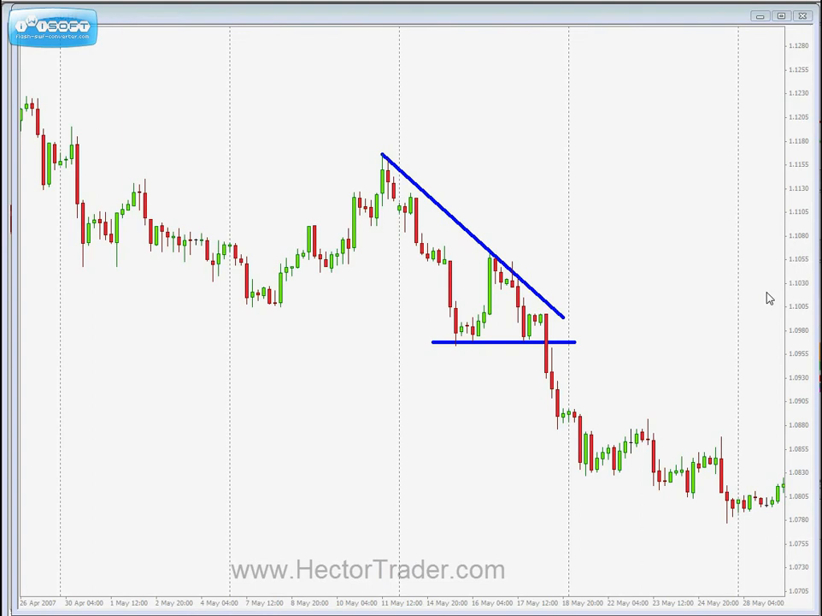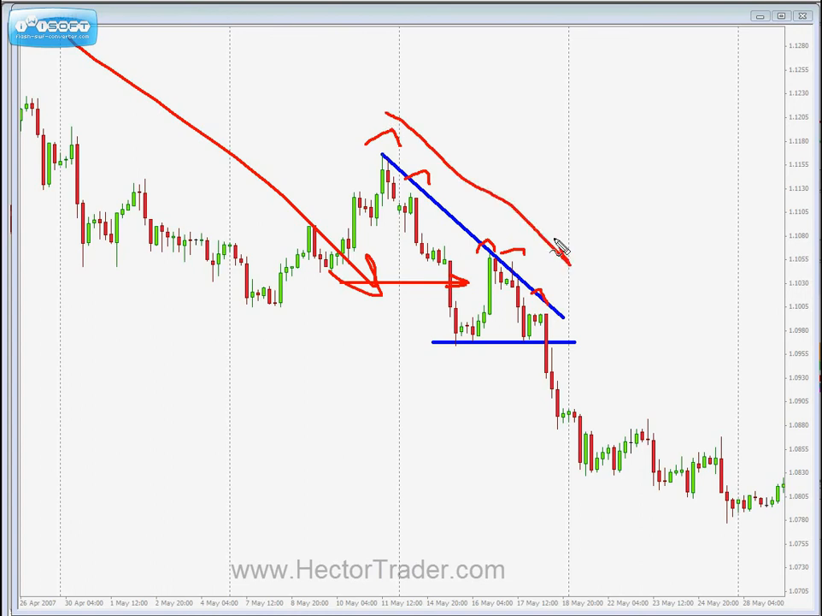In my opinion, flat bottom triangles and flat top triangles are the same thing. I like them better than regular triangles, and I'm going to explain the reason why. Basically, if we have a downtrend, a down move into the consolidation area, and we keep making lower highs within the triangle, we are basically building up pressure. The bears are building up pressure onto the bulls at this price level.